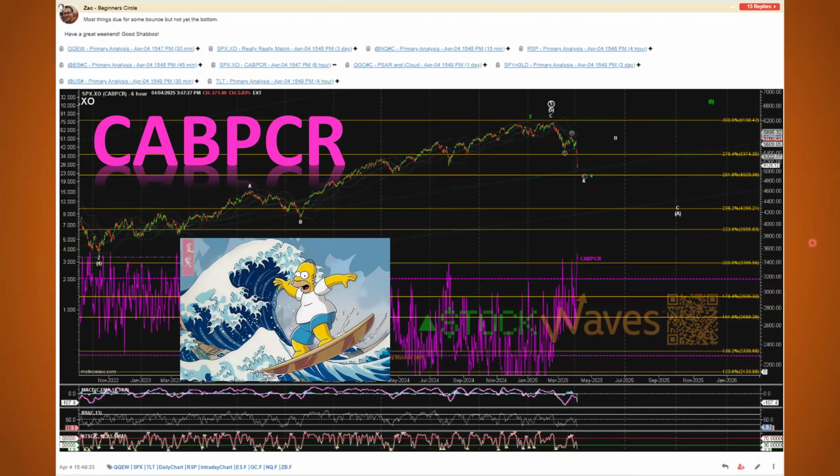Another indicator that I wanted to talk to you guys about today is my CAB PCR. I use this only on the S&P. It is a total market put call ratio. The CAB stands for Cow A Bunga.